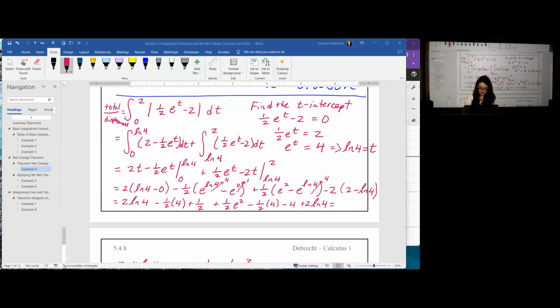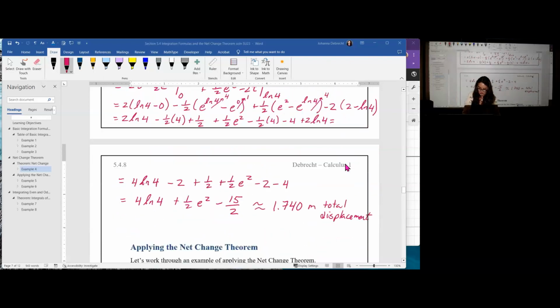Now we need to combine like terms and try to interpret our result. We have two natural logs of 4, which gives us 4 natural log of 4. And combining some of the other constants, I end up with minus 15/2 and plus e squared. This turns out to be a positive value, which I was expecting since I forced everything to represent positive displacement. This tells me that the total displacement of the object over this travel was approximately 1.74 meters.